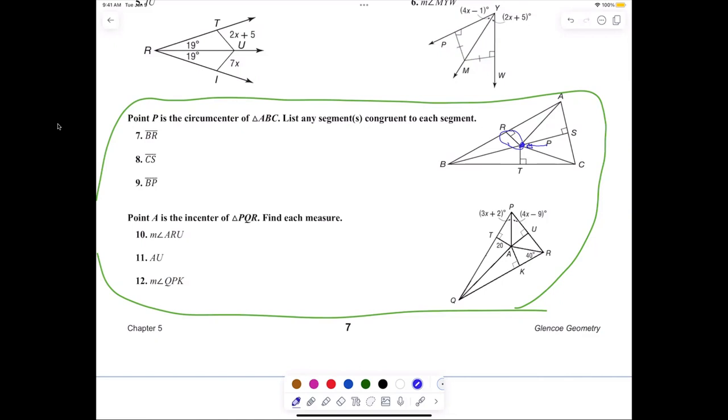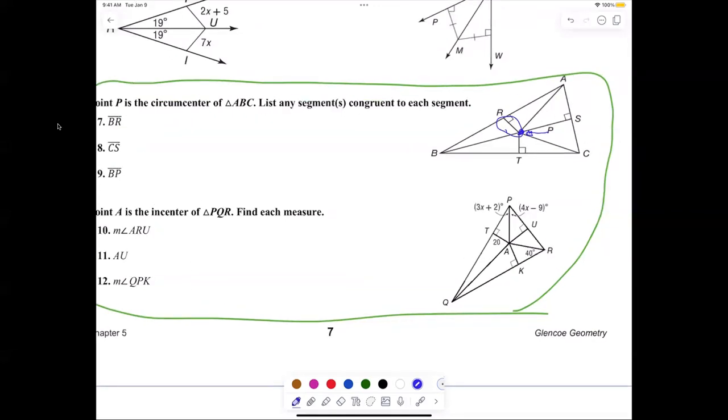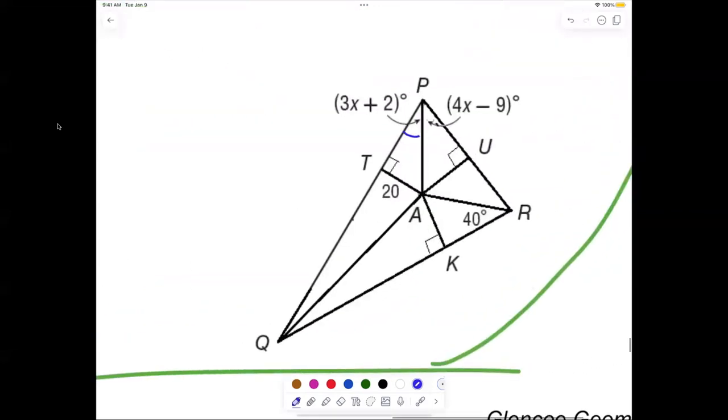So now the incenter. Because we know the incenter, what's true about this angle and this angle? They are congruent. Thank you. What is the measure of this angle right here? 40. Now, what is AK and AU? 20. Anybody have any problems with that? Wait, yes. AK and AU are lines. What's the length?